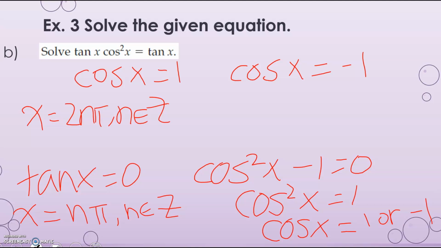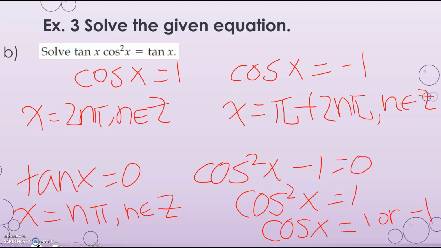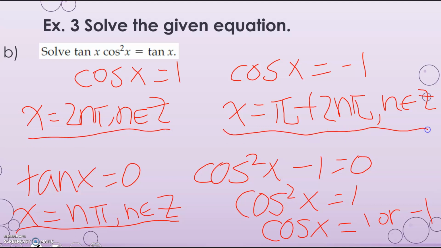So what are we going to do here? Well, we're going to start at pi, because that's the first value we can think of where cosine of that value is equal to -1. And from there, I'm going to add multiples of 2 pi to get to the next value. And again, n is an element of integers. So 3 answers: x equals n pi, x equals 2n pi, and then x equals pi plus 2n pi, and n is an element of Z.